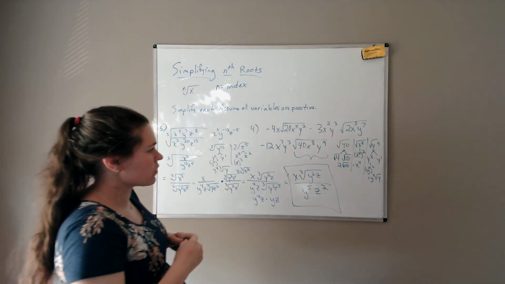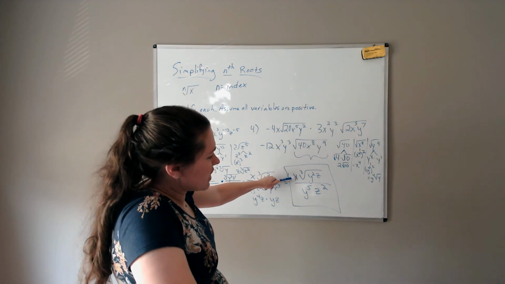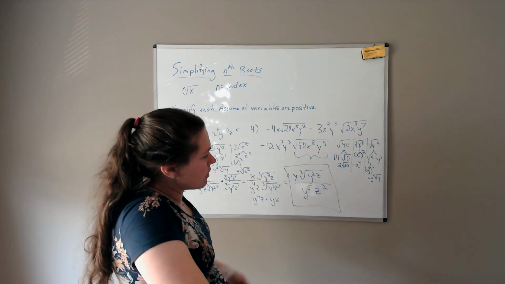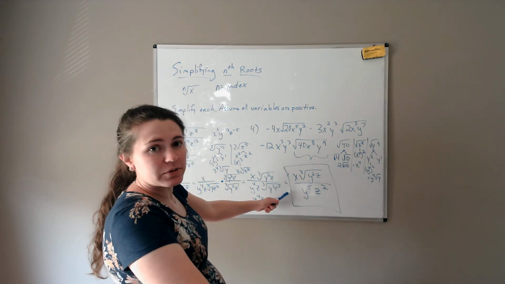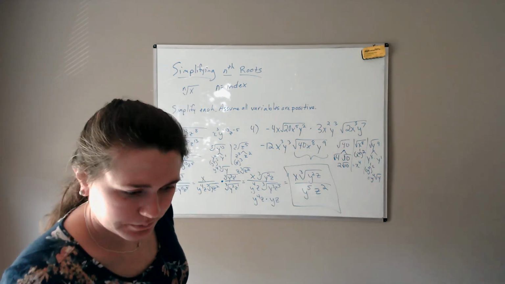And just check to make sure. Notice I only have a factor of x outside and factors of y and z in the denominator, so there's nothing left for us to simplify here. This is our completely simplified expression.